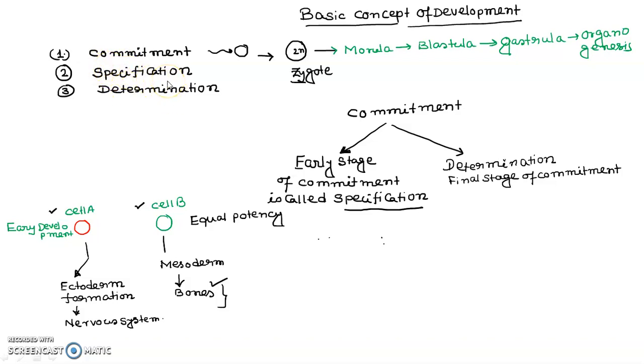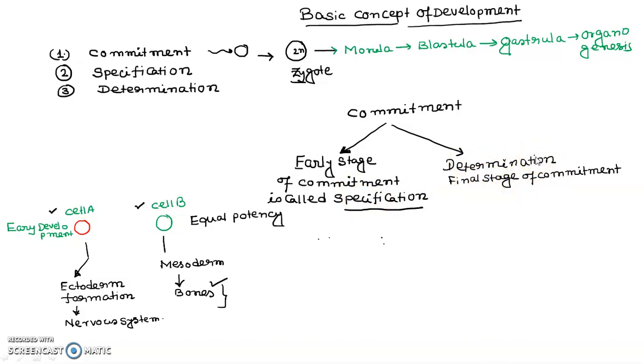Now, we know that when sperm and egg fuse, they form a zygote, and the zygote divides in the process of cleavage. During the cleavage process, it forms morula, then blastula, then gastrula, then organogenesis occurs, right? Now, in the commitment stage, the early stage of commitment is called specification, and determination is the final stage of commitment.